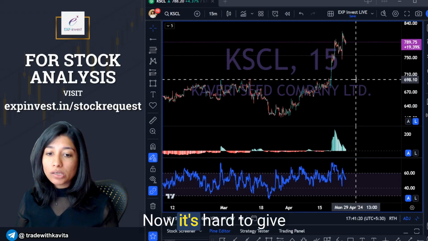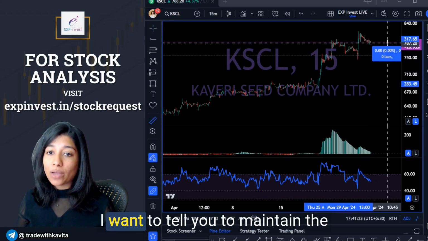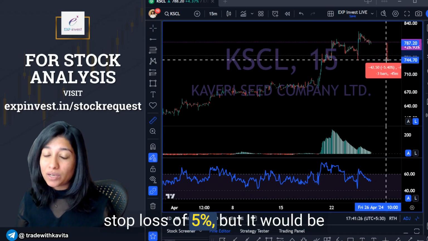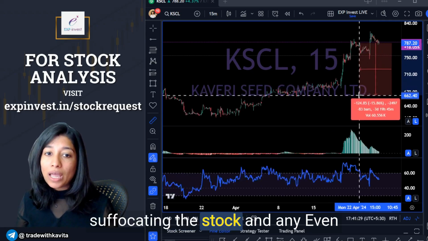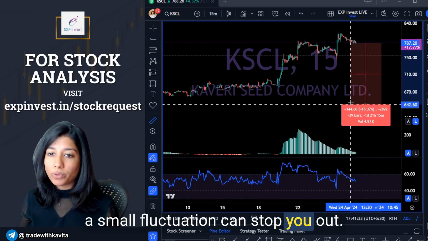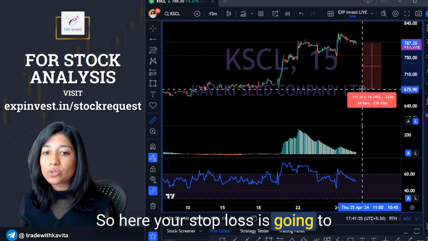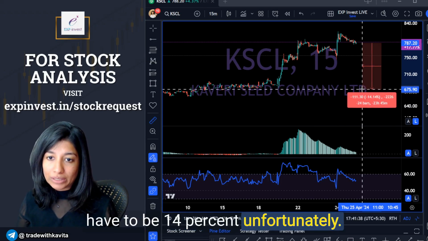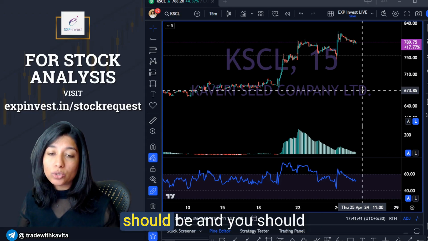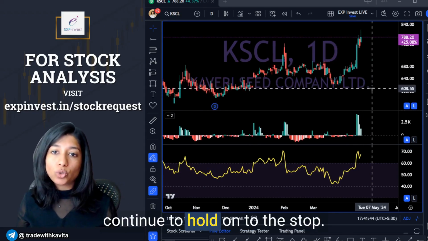loss. Now, it's hard to give you a small stop loss. I want to tell you to maintain the stop loss of 5%, but it would be suffocating the stock, and even a small fluctuation can stop you out. So here your stop loss is going to have to be 14%, unfortunately. So 5 is where the stop loss should be, and you should continue to hold on to the stock.